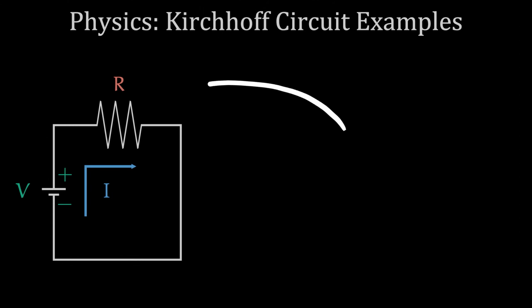These jagged lines indicate a resistor. These parallel lines indicate a battery, with the wider line being the positive terminal. The blue line indicates the presumed direction of current flow.